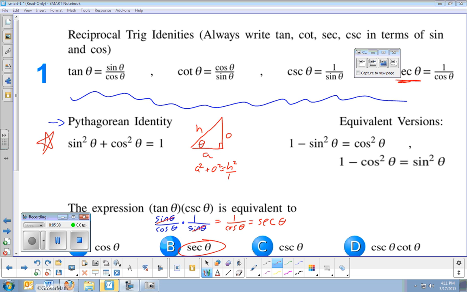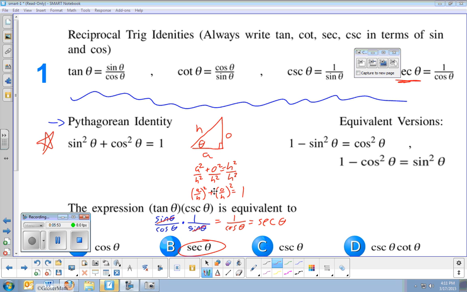Well, if I divide anything by itself, this becomes 1. So I'm going to divide this by h squared, and I'm going to divide this by h squared. And what I get here is a over h, the whole thing being squared, because the top and the bottom are both being squared, plus o over h squared equals 1.